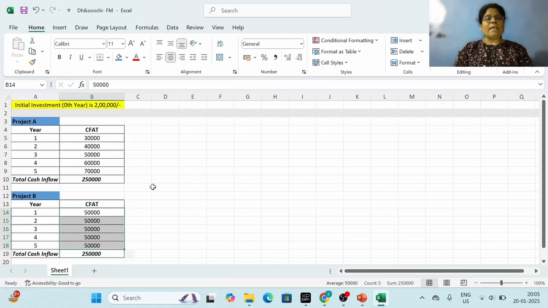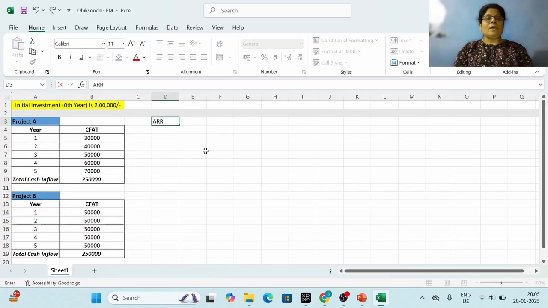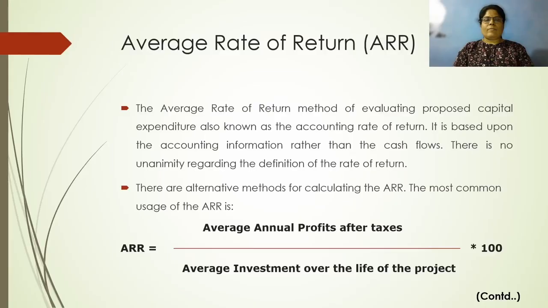So let us see the average rate of return first. Let me write here average rate of return. So what is average rate of return? First we'll see the formula for it. The average rate of return is also known as accounting rate of return because the cash flows are taken into consideration based on the accounting information. The formula is average annual profit after tax divided by average investment over the life of the project into 100.